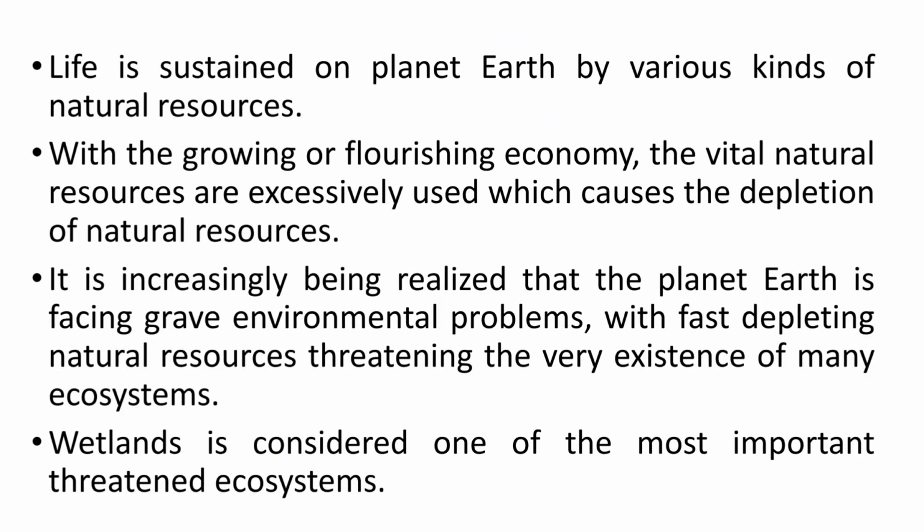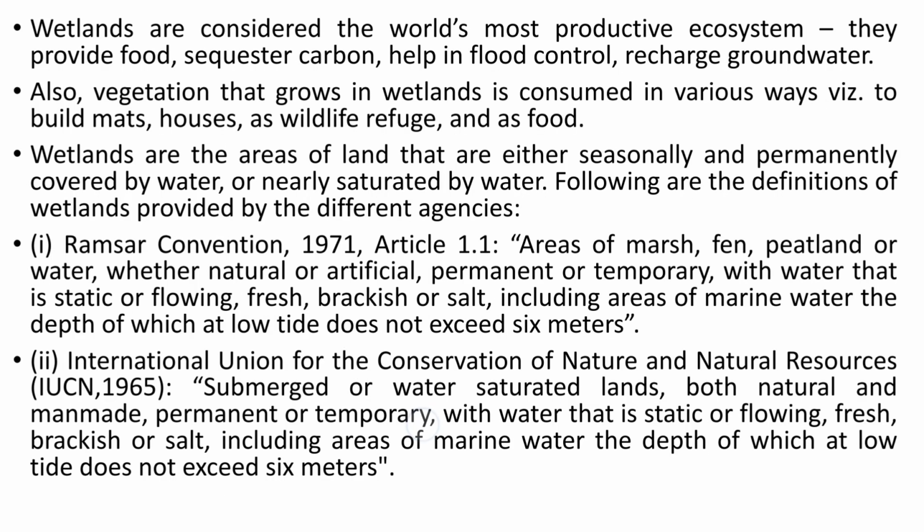So we have many ecosystems on our planet like river ecosystem, freshwater ecosystem, marine ecosystem, forest ecosystem, terrestrial ecosystem, aquatic ecosystem. Under the aquatic ecosystem we have wetland ecosystem. Wetland ecosystem is considered as one of the most important threatened ecosystems, which is facing many problems due to different environmental issues.